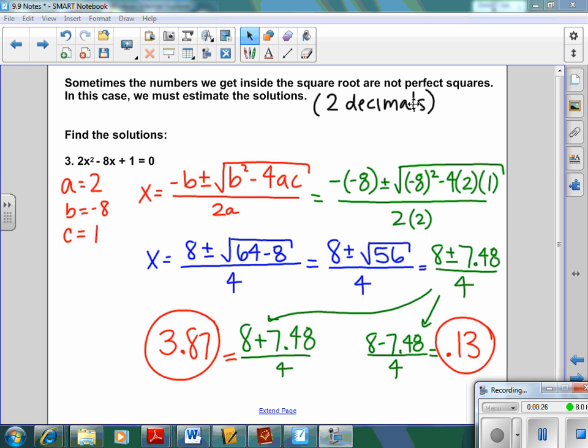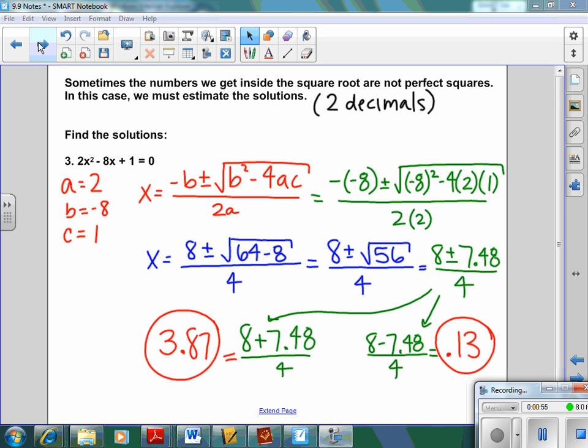Remember I said I like about 2 decimals. And then you have your 2 options. You can do 8 plus that estimation or 8 minus that estimation. So my 2 solutions are 3.87 and about 0.13. And again, you could still check these. Chances are you won't get exactly 0, but you'll get pretty darn close to 0.